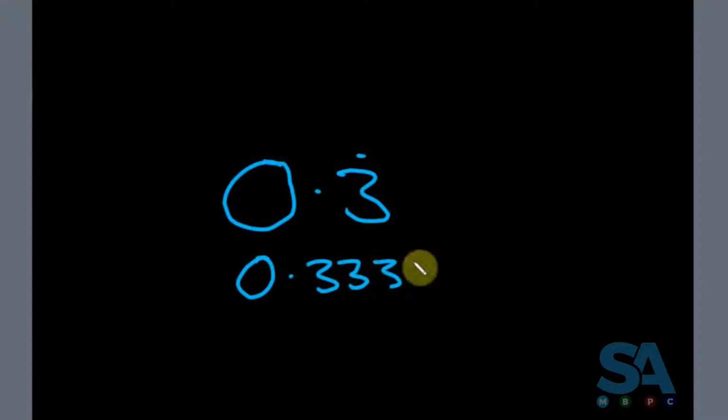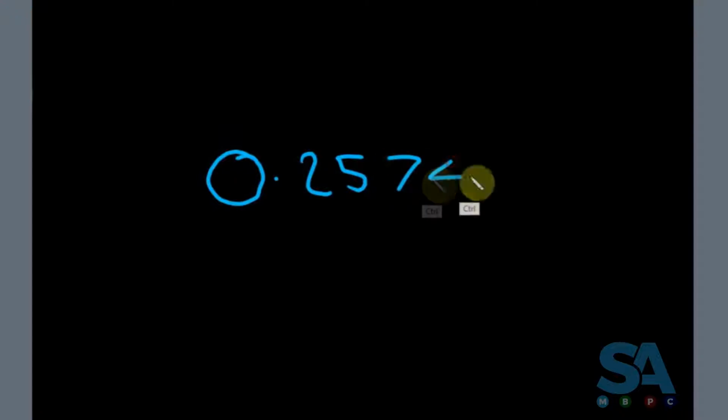Let's look at 0.3 recurring. Now when we have this dot here above the 3, it basically just means that there are an infinite series of 3's from this point onwards. If we had a number like 0.2574, the dots above the 2 and the 4, this means that these four numbers here are the recurring sequence, and these are repeated infinitely.